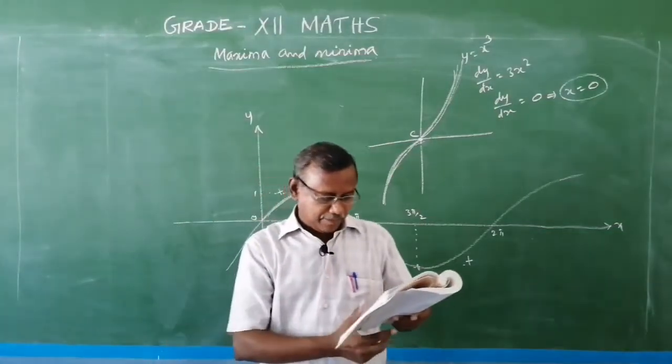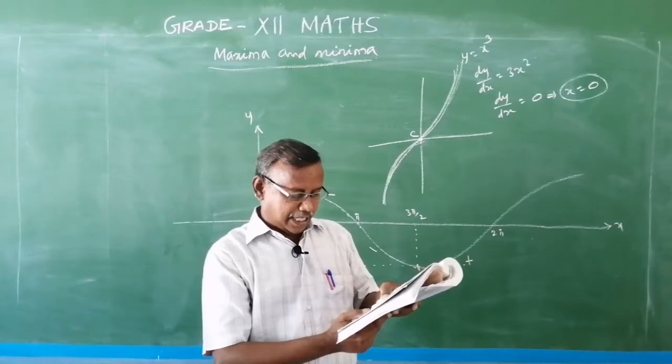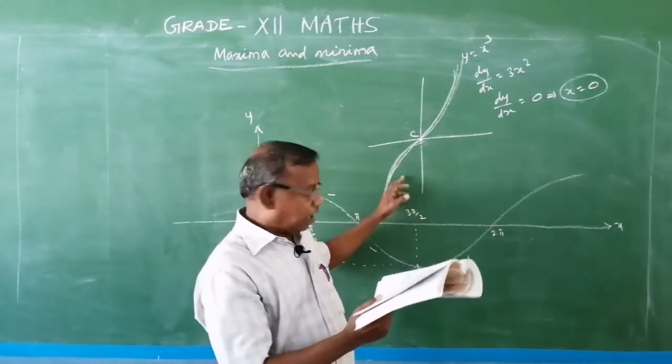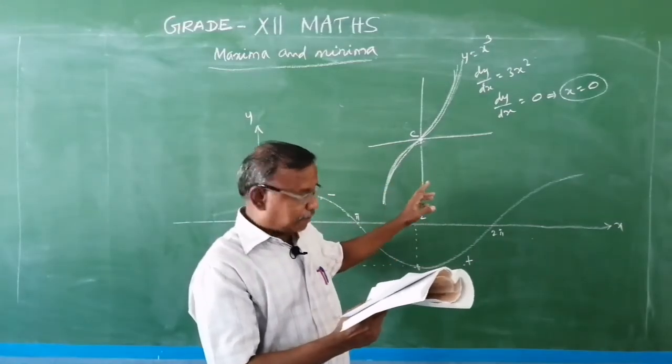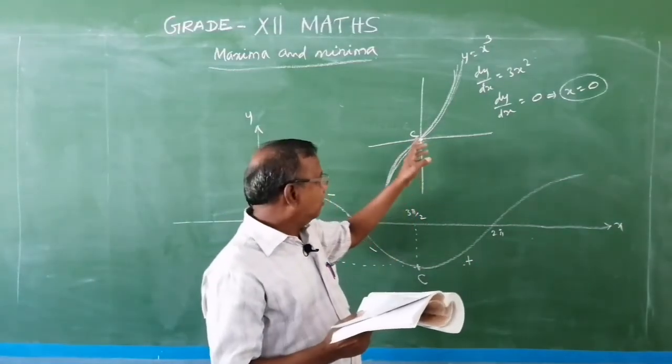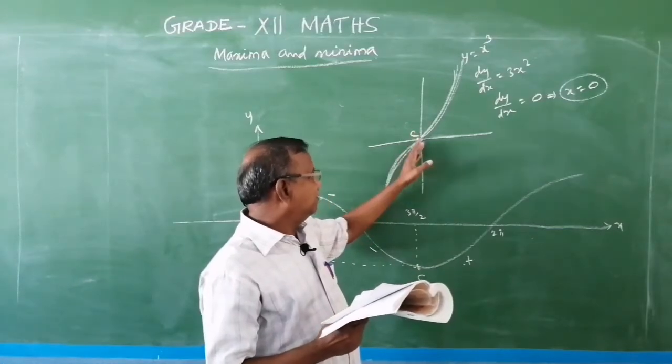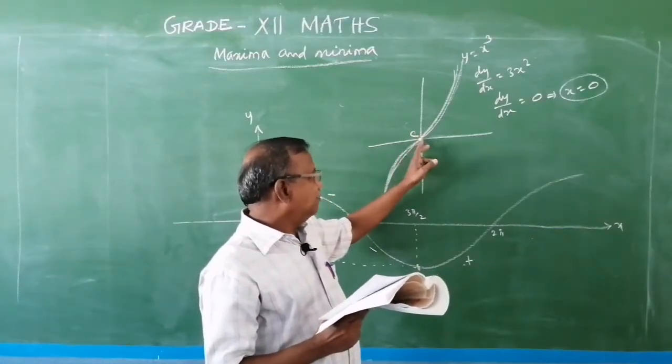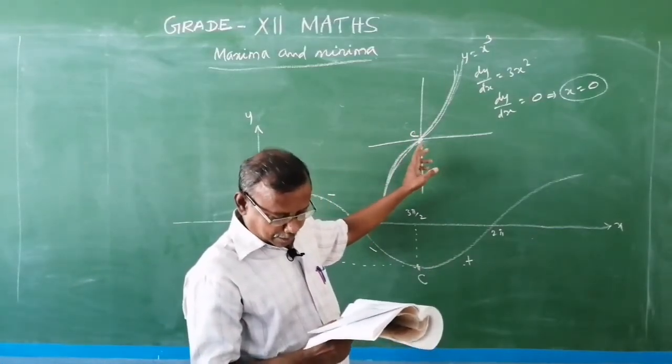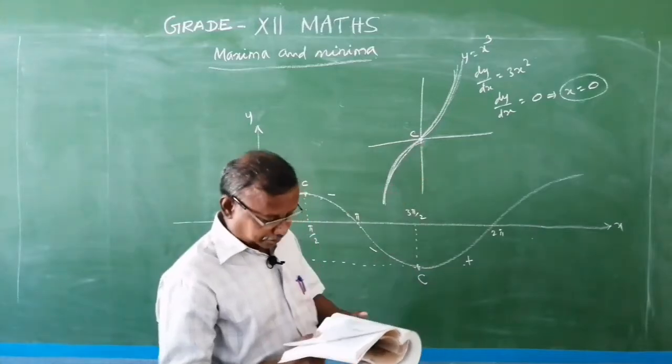Now, if f dash of x does not change sign as x increases through C, then C is neither a point of local maximum nor a point of local minimum. It is not a point of attaining either local maximum or local minimum, and this point is called a point of inflection.